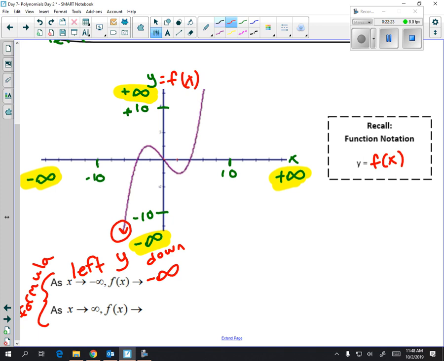Now, as x goes to positive infinity, positive x values on a graph are to the right. So as x goes to the right, find the right side of your graph. It's heading up. So my y values are heading towards positive infinity. This whole answer, highlighted part, is what you have to write each time it's asking for end behavior.